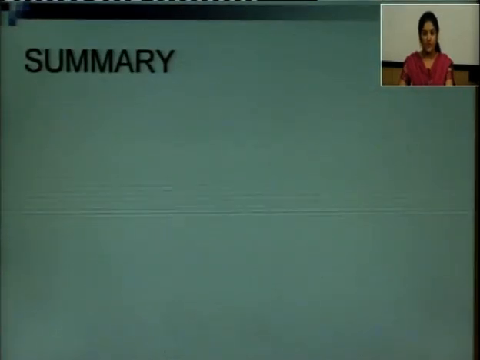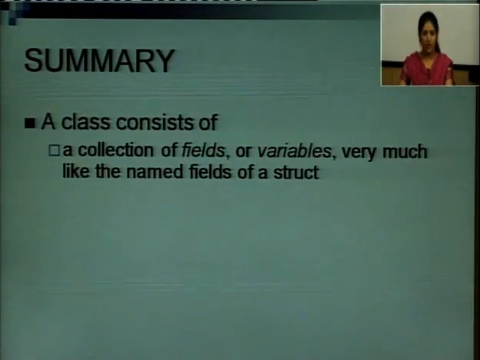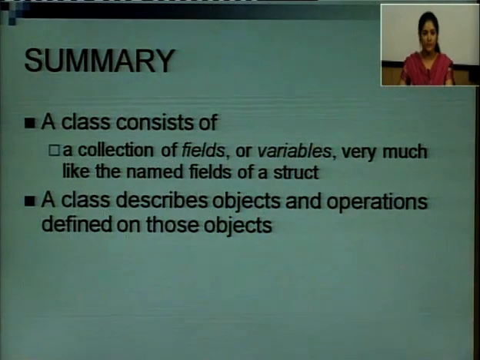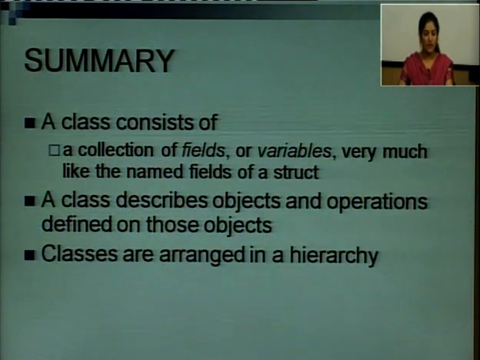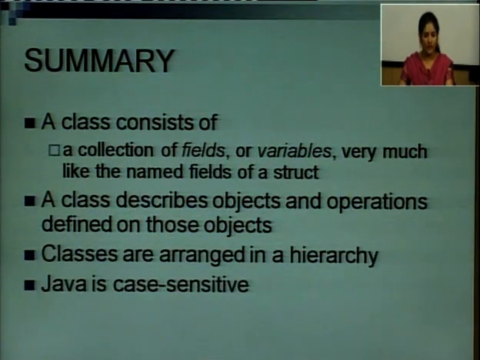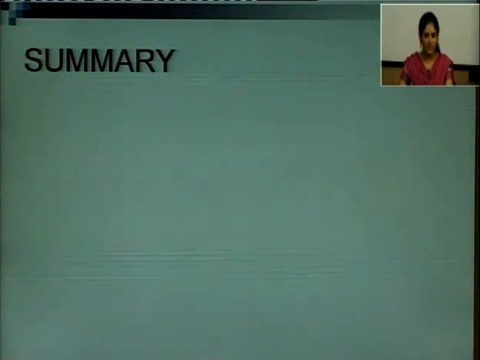So, the summary of the lecture: a class consists of a collection of fields or variables, very much like the named fields of a struct. A class describes objects and operations defined on those objects. Classes are always arranged in a hierarchy. Java is a case sensitive language.